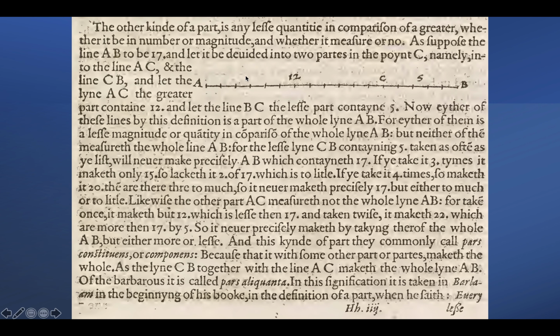It's all to do with proportions and comparisons. We have this line here, which is 17 in its length, which is divided into two parts, 12 and 5. And if we try to find the error, well, this is the error that it's referring to in its correction that it tells you to make, which is the line, the whole line AB, for take once it maketh but 12, sorry, AC, maketh but 12, which is less than 17, and taken twice it maketh 22. Notice you've got the maketh there as well.